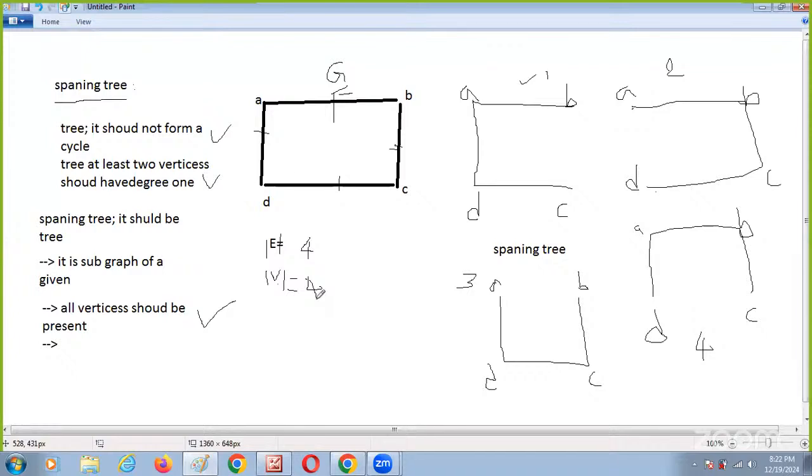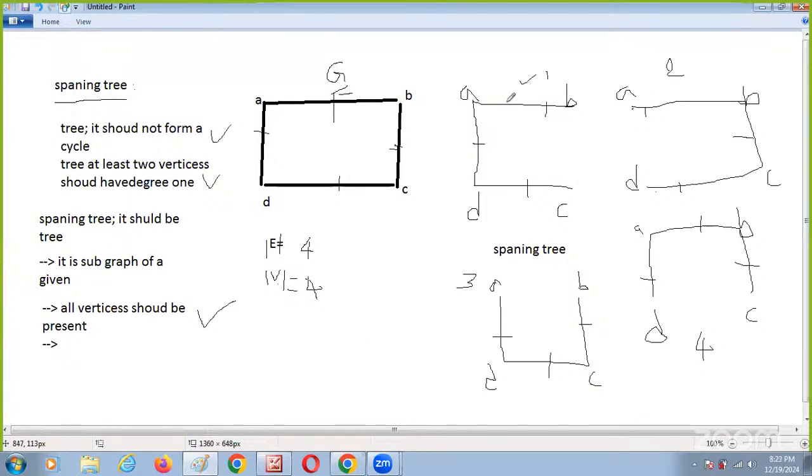Now in general, you see that in this spanning tree, how many edges are there? Only 3 edges. In this spanning tree also, 3 edges. In this one also, 3 edges. In this one also, 3 edges. Now in general, can I say our possible spanning tree, if it has 4 vertices, has 3 edges, that is number of vertices minus 1.